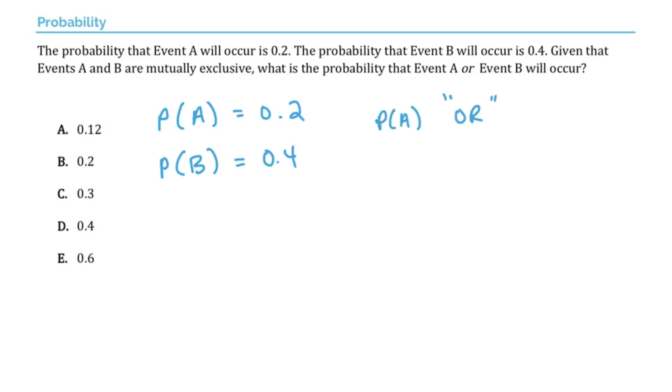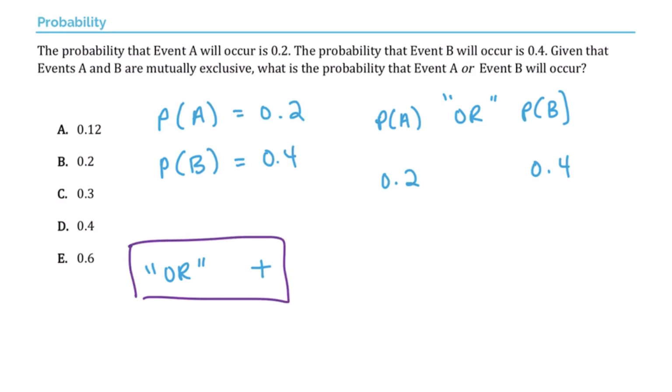So all we have to do here is remember, probability of event A was 0.2 and probability of event B was 0.4. When you see an or in a probability question, you have to know that or is the same thing as plus. Just how earlier we talked about how and was the same thing as multiply, or is the same thing as plus. So all I need to do is change that or to a plus sign. And my final answer is simply 0.2 plus 0.4, which is 0.6. So the correct answer is E.